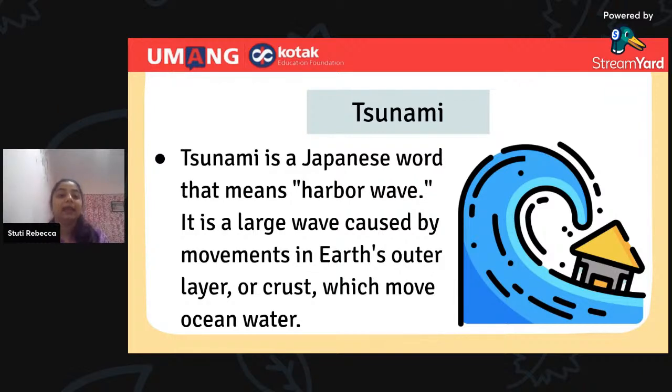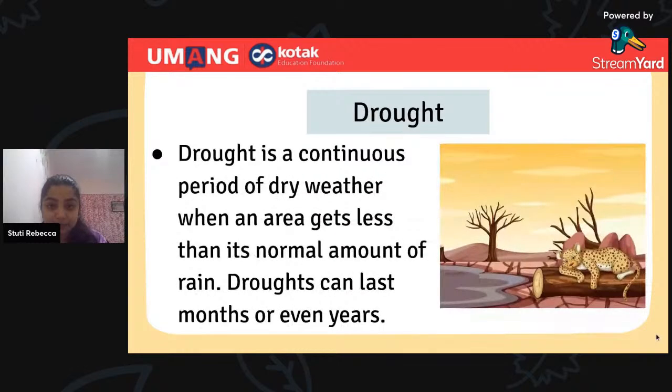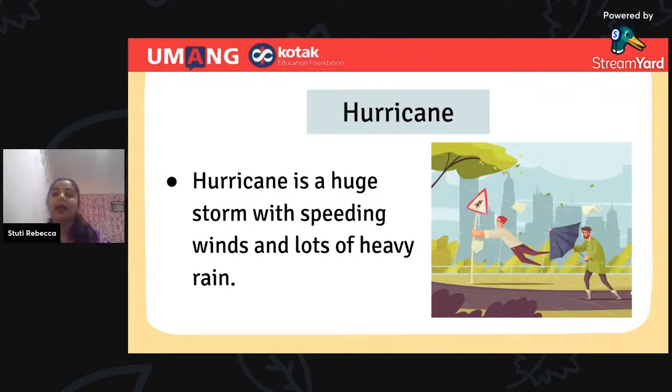All right. The next one is drought. Drought is a continuous period of dry weather when an area gets less than its normal amount of rain. Droughts can last months or even years. Understood? And the last one for you is hurricanes. A hurricane is a large storm with speeding winds and lots of heavy rain.